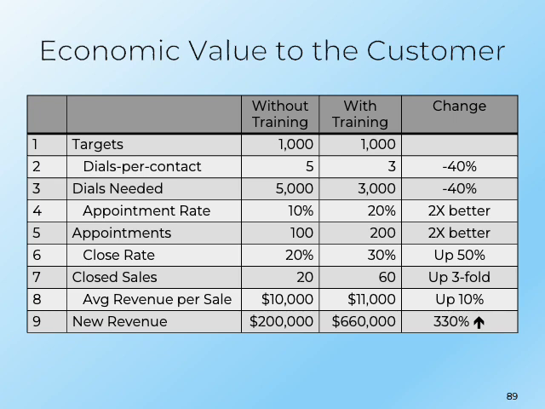Finally, because we know that willingness to pay is directly related to perceived value, we can see that the average revenue per sale on line 8 went up 10% from $10,000 to $11,000, resulting in new revenue for the quarter going up from $200,000 to $660,000, a 330% increase shown on line 9. We call this kind of analysis an economic value to the customer, or EVC model.